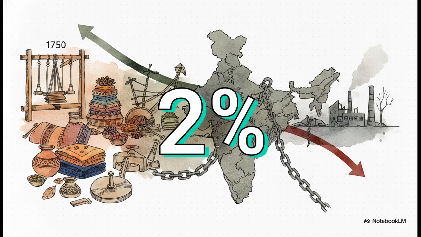Okay, let's dive into this. Just look at this massive 2% on your screen. It tells an incredible story. Back in 1750, India produced approximately 25% of the entire world's industrial output. That is huge, but by 1900, that number had plummeted to a mere 2%. And this wasn't just some gradual natural decline. It was a fundamental rewiring of an entire nation's economic engine.